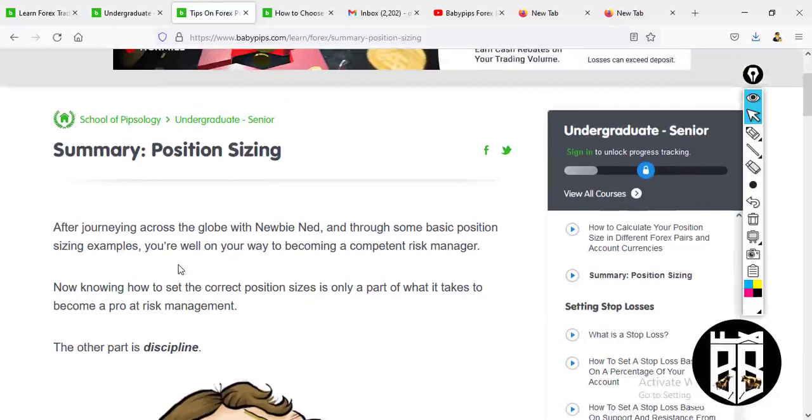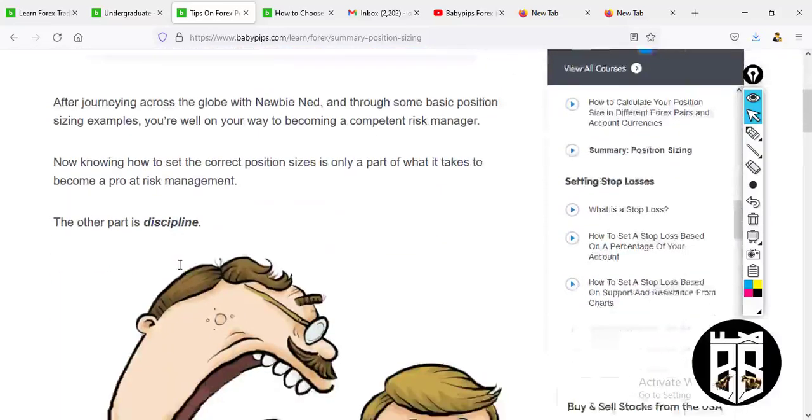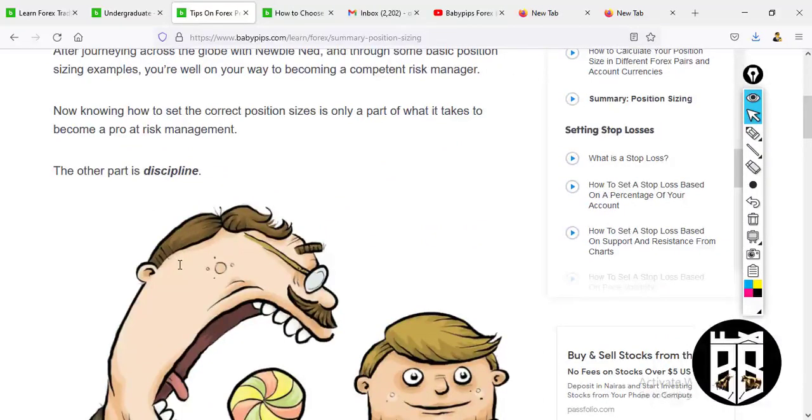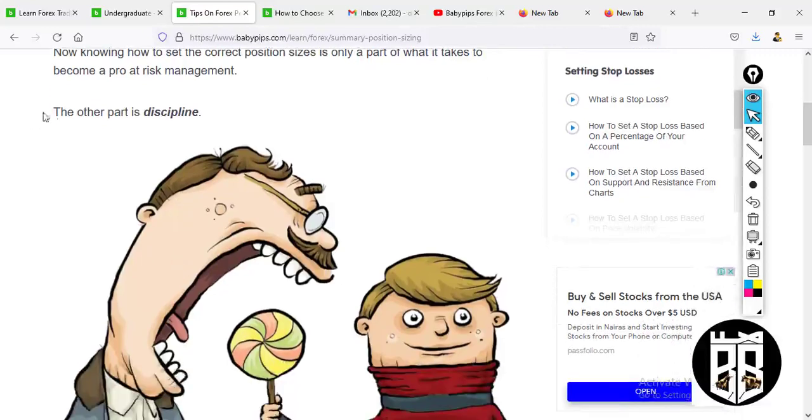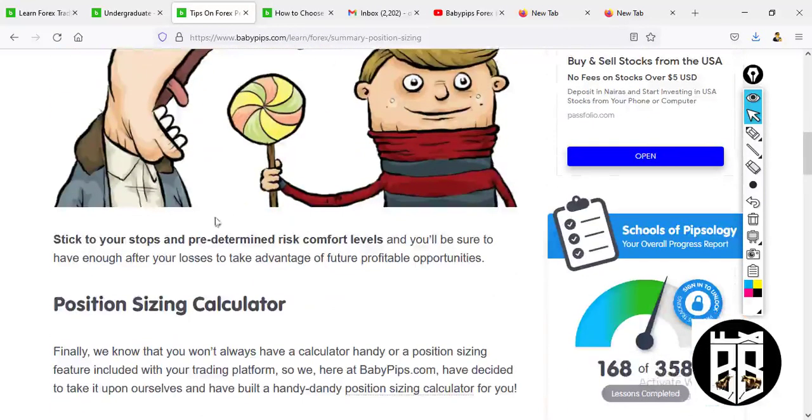So here we are on summary position sizing. After joining across the globe with Newbie Nerd and going through some basic position sizing examples, you are well on your way to becoming a competent risk manager. Now, knowing how to set the correct position sizes is only a part of what it takes to become a pro at risk management. The other part is discipline. So stick to your stops and predetermined risk comfort levels, and you'll be sure to have enough after your losses to take advantage of future profitable opportunities.